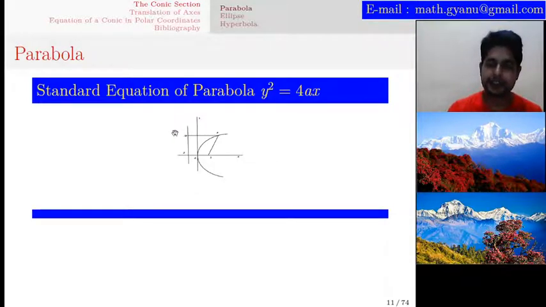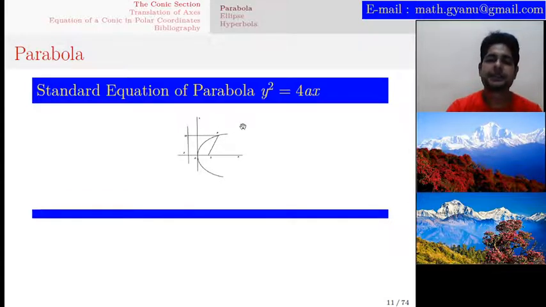We consider this picture which is shown on your screen. Considering this picture, consider S as a fixed point and MZ, this vertical line, is the directrix. Here we consider A is the vertex of the parabola on the intersection of the x-axis and y-axis, and P is a locus of a point.